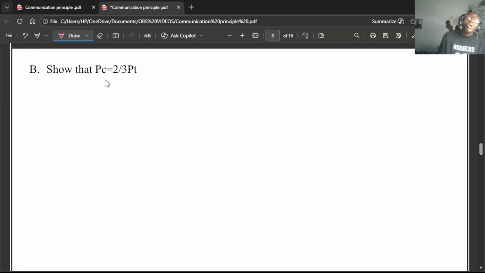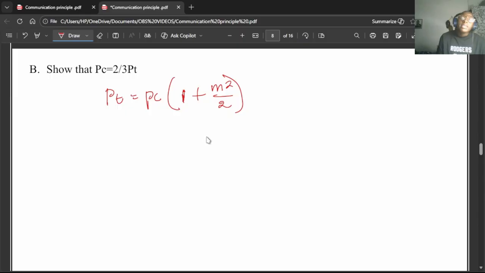Recall we said that PT is equal to PC into 1 plus M squared over 2. Here, M stands for your modulation index, PC stands for your carrier power, and PT stands for your transmitted power. In a case where we are not given your modulation index, you take your modulation index to be 100%.